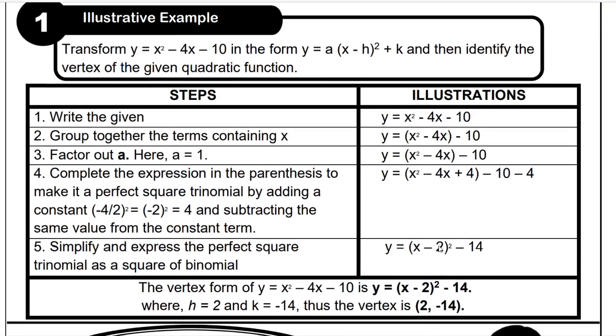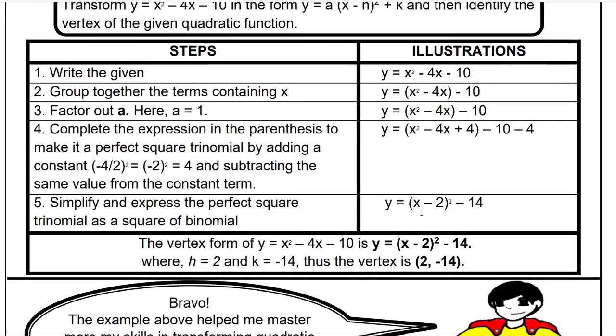Next, step 5, simplify. Since this is already a perfect square trinomial, you can write it as the square of a binomial, which is the square of x minus 2. This is minus 14. So this is now in vertex form. Your vertex is the opposite of this, which is 2 and negative 14. So that is your vertex. Your h is positive 2, your k is negative 14.